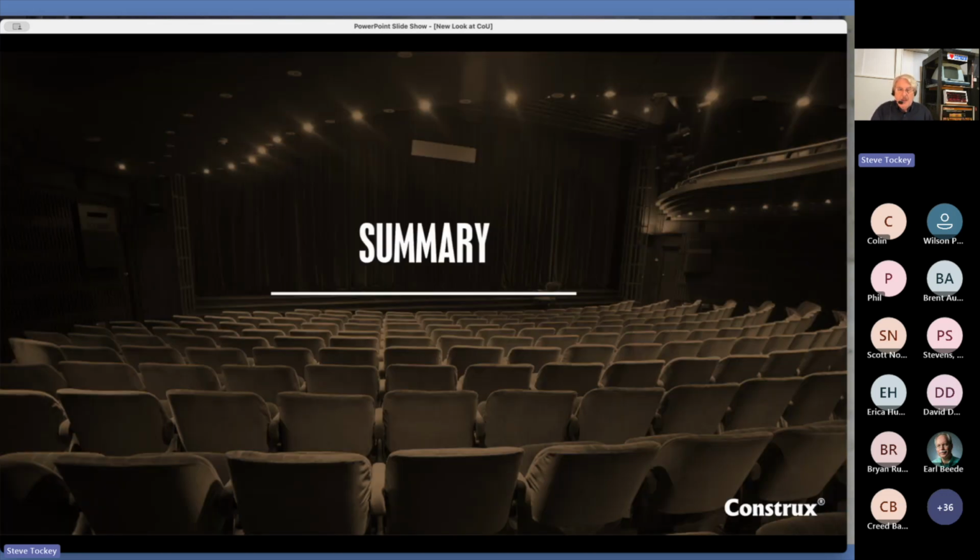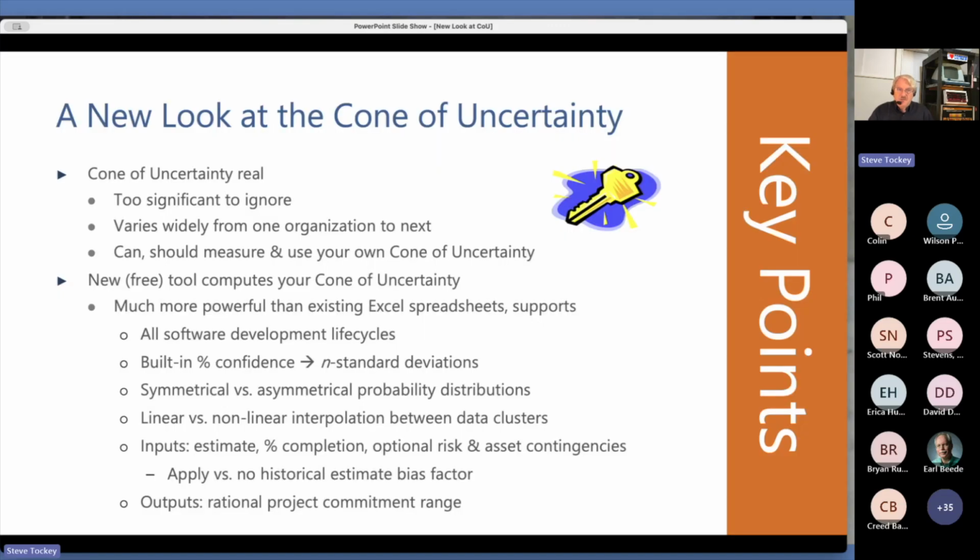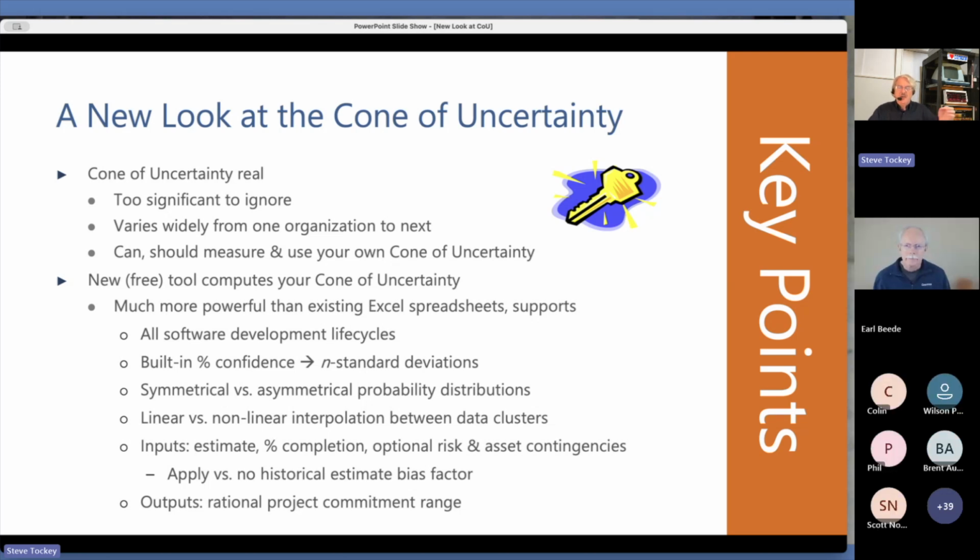Okay. So the cone of uncertainty is real. It's too significant to ignore. It varies widely from one organization to the next. You can measure, you should measure, you should use your own cone of uncertainty.